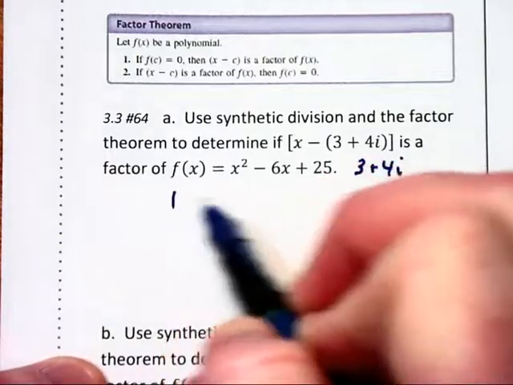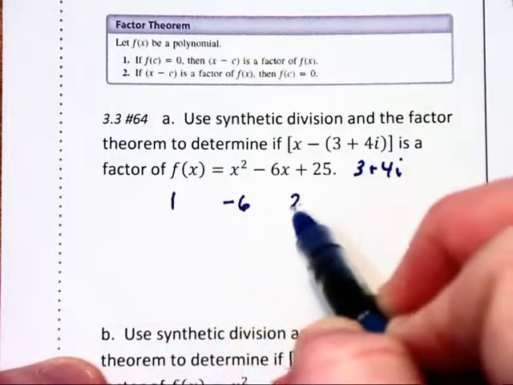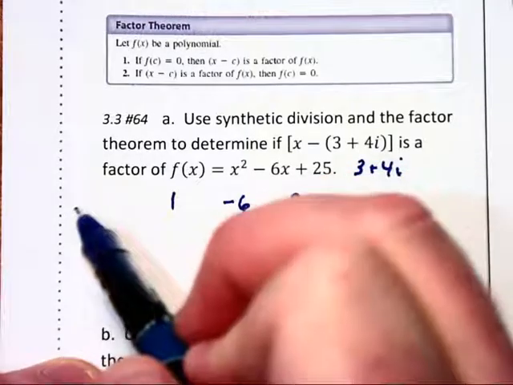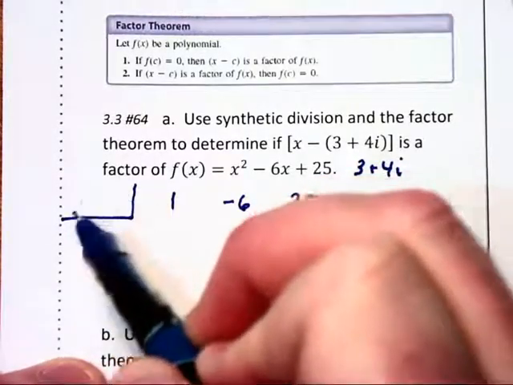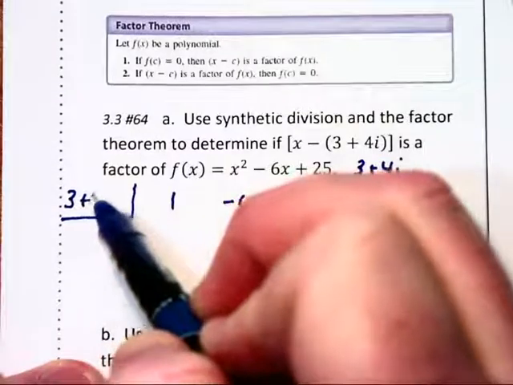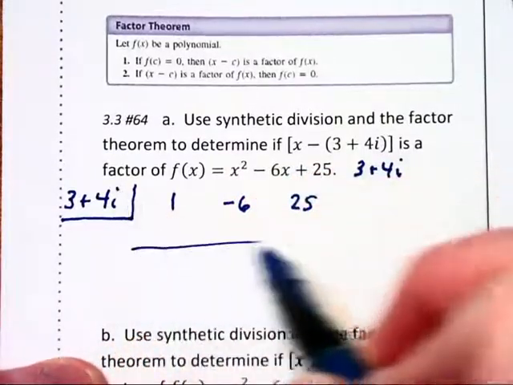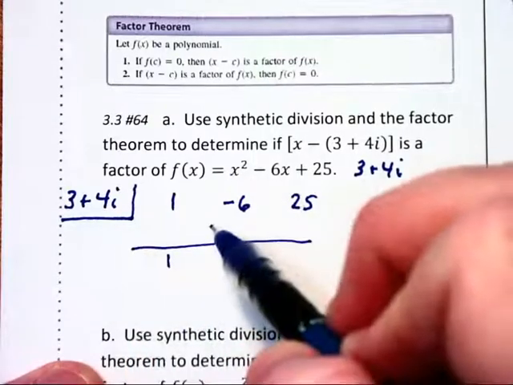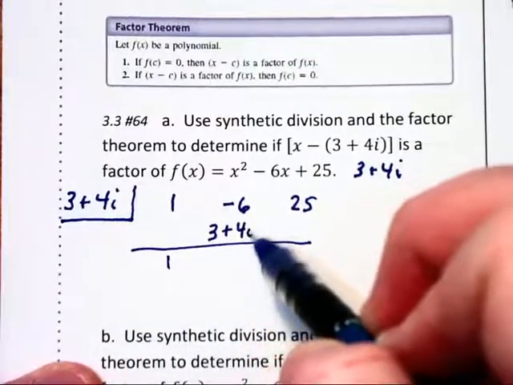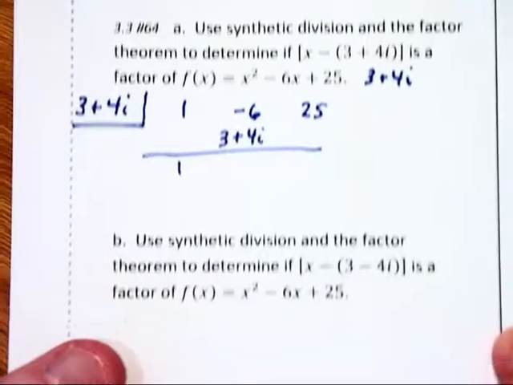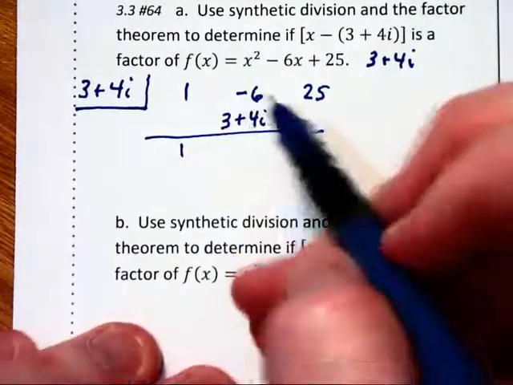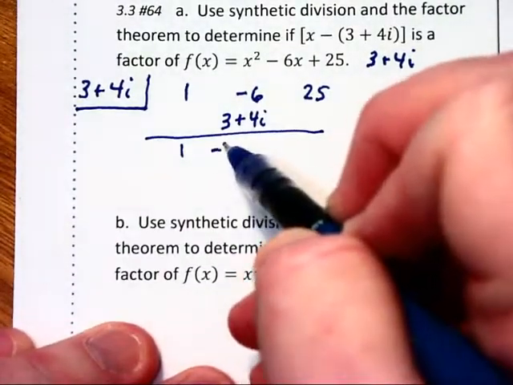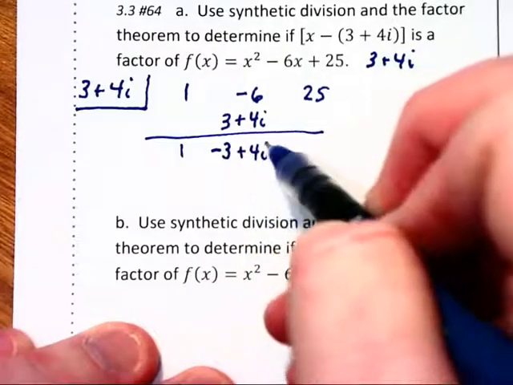We're going to have 1, -6, and 25 as our divisor, dividend, and out in front we're going to have 3 plus 4i. We bring down our leading coefficient of 1. 3 plus 4i times 1 is 3 plus 4i. Adding it to the -6 at the top gives us -3 plus 4i.